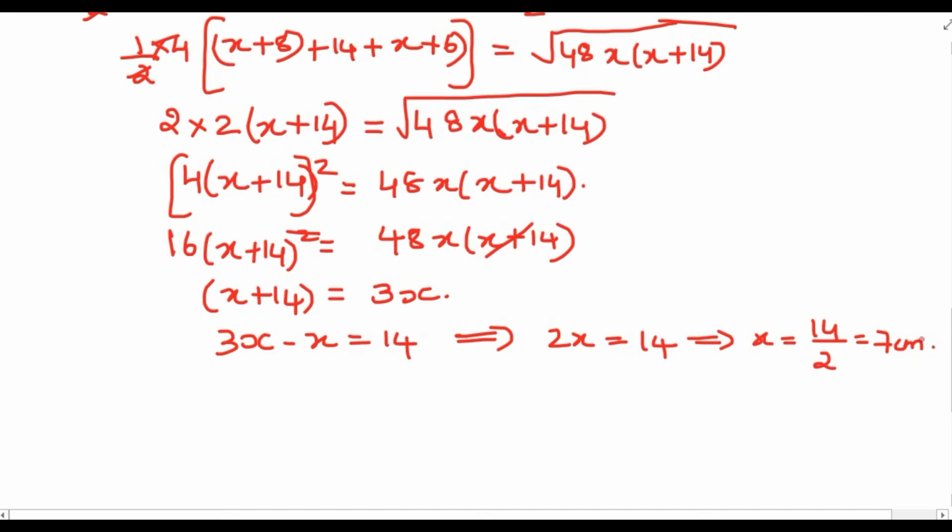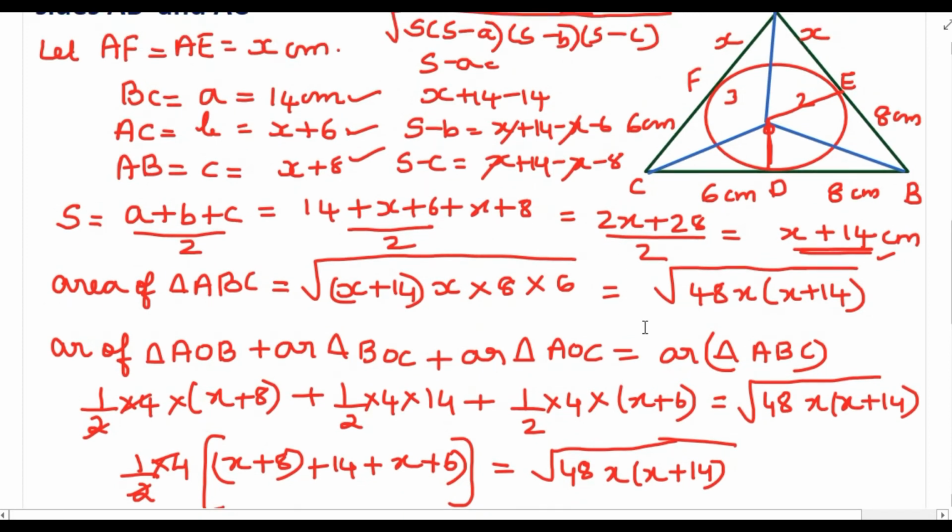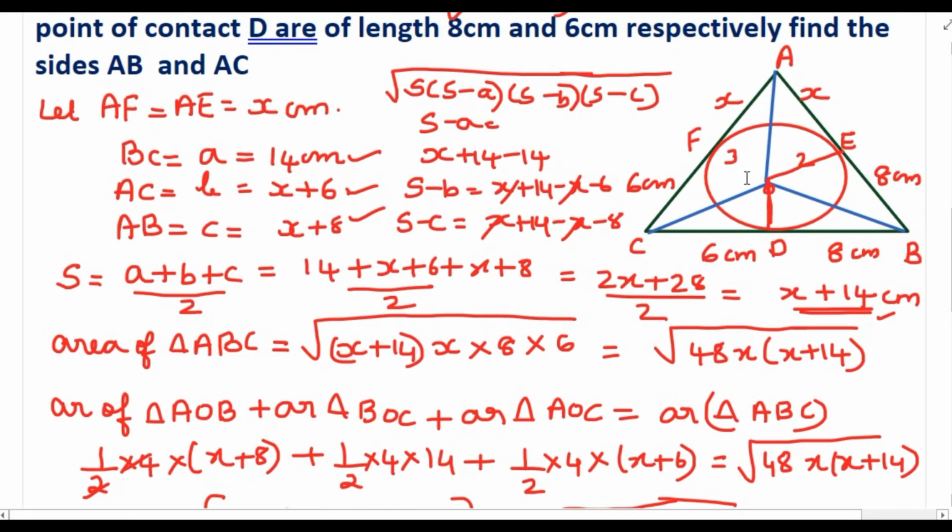7 centimeter. Now we can find the lengths of AB and AC. We got the value of x as 7 centimeter, so AB is 7 plus 8, which is 15 centimeter, and AC is 7 plus 6, which is 13 centimeter. We divided the triangle into 3 parts and found that the area of the big triangle is equal to the sum of the areas of the 3 small triangles, and from that we got the value of x.